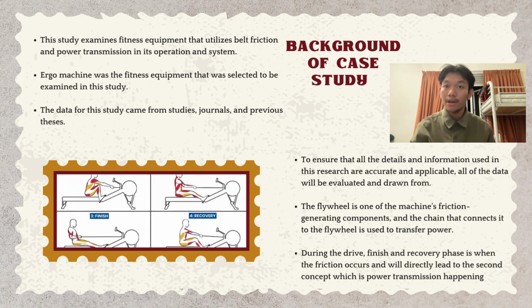Next is the background of the case study. This study examines the fitness equipment that utilizes belt friction and power transmission in its operation and system. The ergo machine was the fitness equipment that was selected to be examined in this study. The data for the study came from studies, journals, and previous theses. To ensure that all the details and information used in this research are accurate and applicable, all of the data will be evaluated and drawn from.